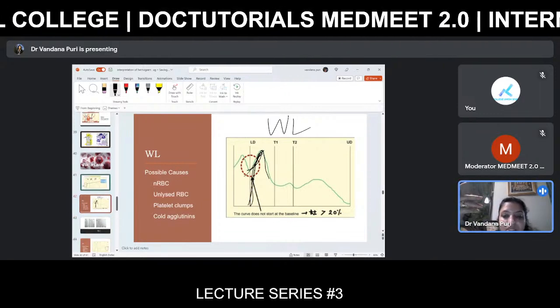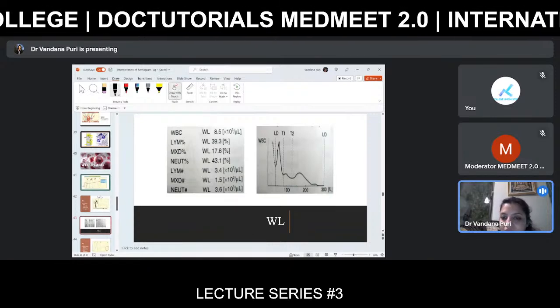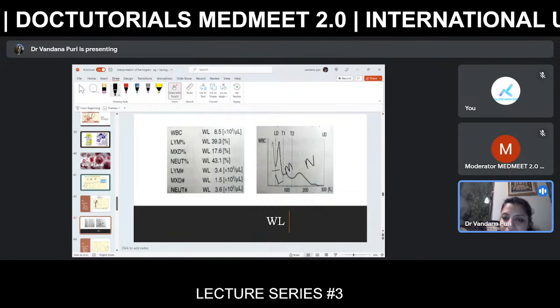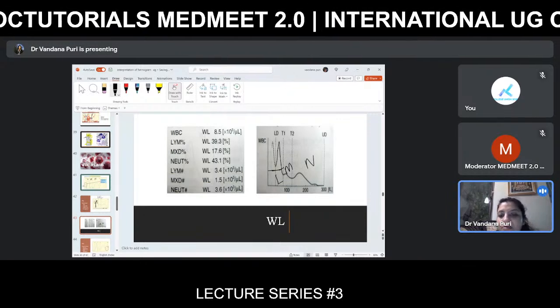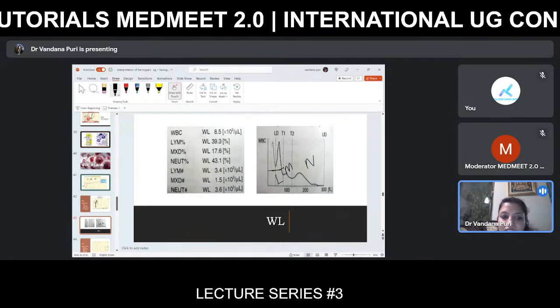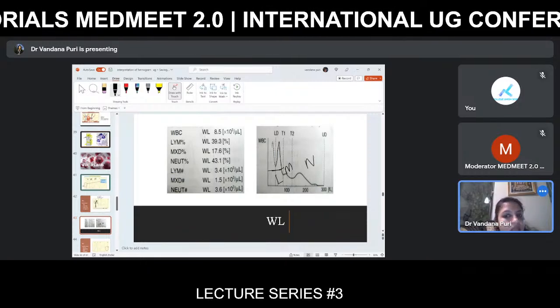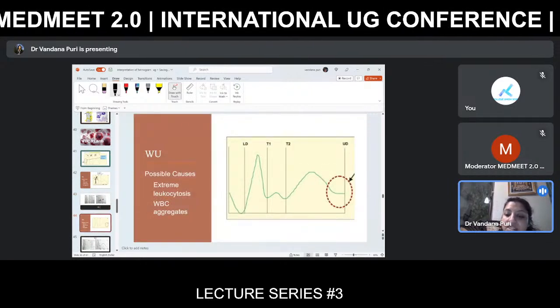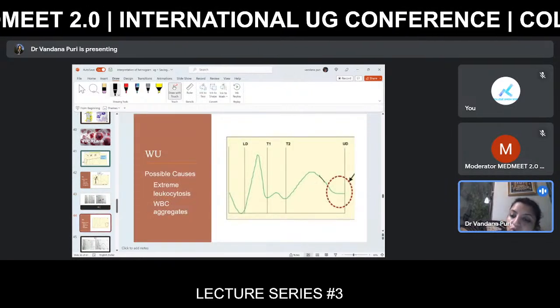Now, let's look at the real curve. Look at this. Can you see the population here? Lymphocyte, mixed and neutrophil, and it doesn't start at the baseline. So all of you know that there's something present here, either agglutinate or nucleated RBCs. Definitely, we have to check the smear.